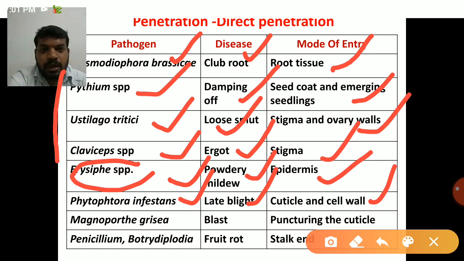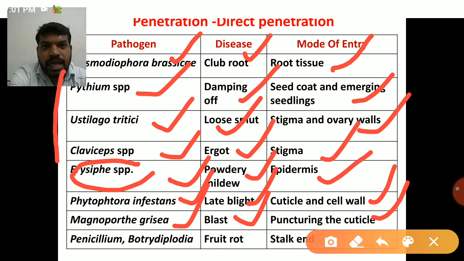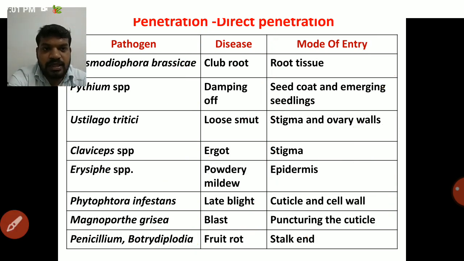So next one is Magnaporthe grisea. This is also a historical pathogen. It causes the blast disease, rice blast disease. It punctures the cuticle and produces eye-shaped or spindle-shaped spots on infected leaves. Next one is Penicillium and Botryodiplodia. These are all fruit rot fungi. It mainly infects the stalk end.